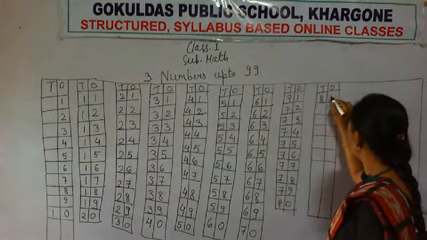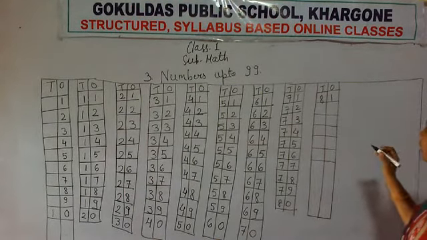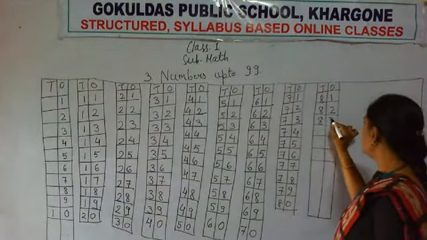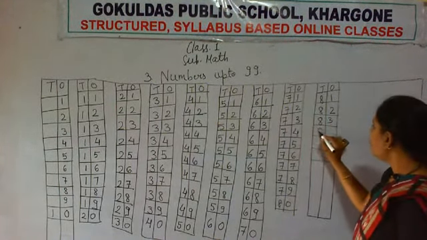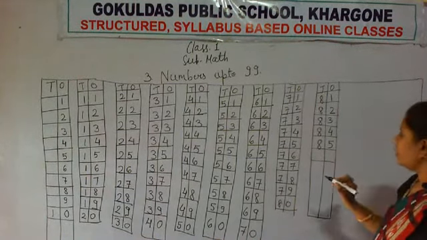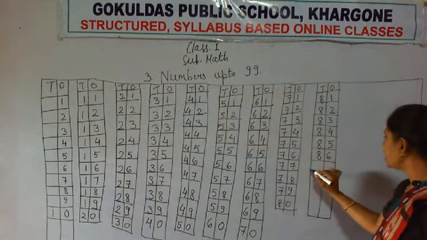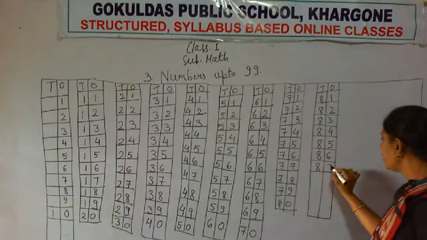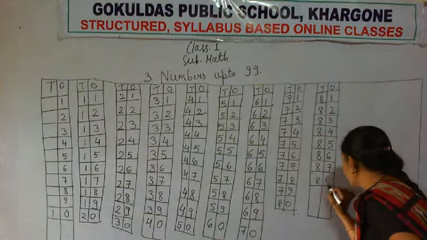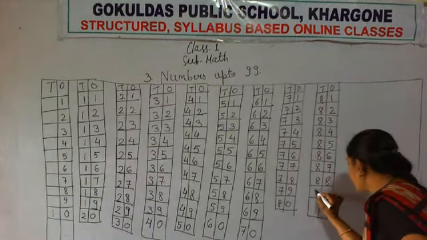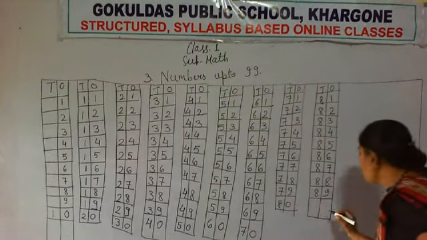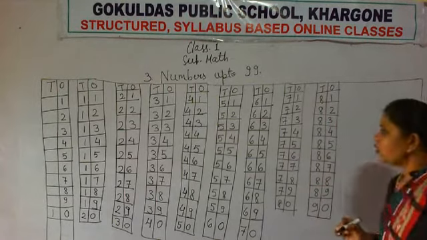Okay. 81. Next 82. Then 83. Then 84. 85. 86. 87. Next 88. Next 89. And after 89 which number will come? 90.